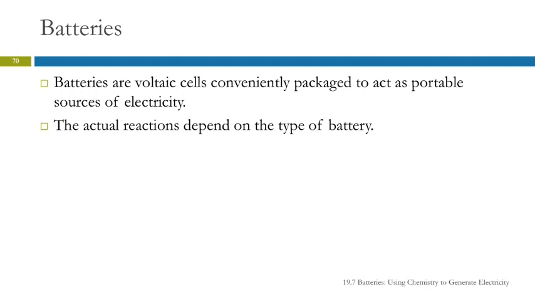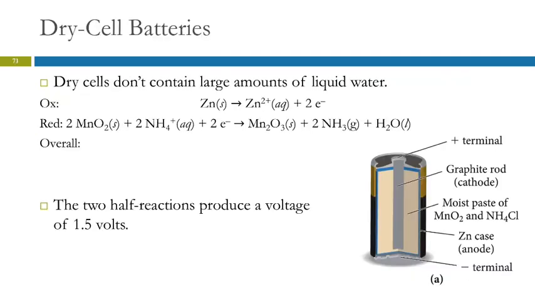The actual reaction that's occurring in that battery depends on the type of battery. So we're going to have a brief overview of lots of different kinds of batteries today. One of the original batteries was a dry cell battery, called dry cell because it does not contain large amounts of water. So here we have zinc being oxidized and manganese dioxide being reduced. Here we have a schematic of the battery.